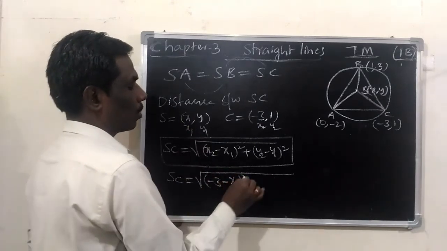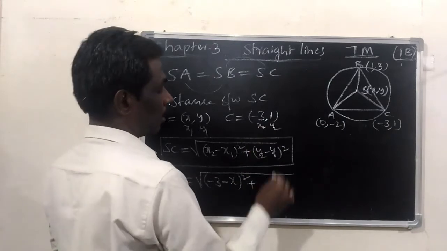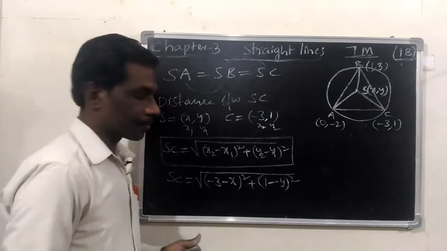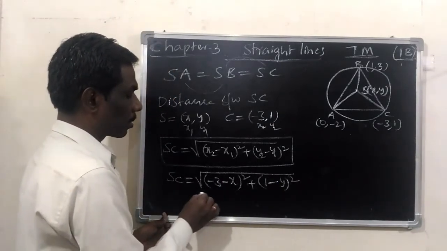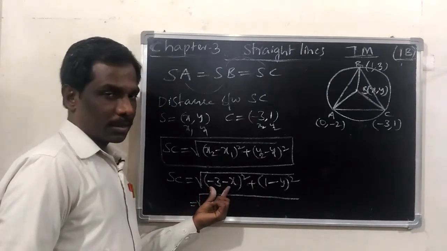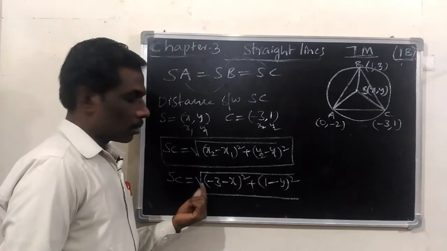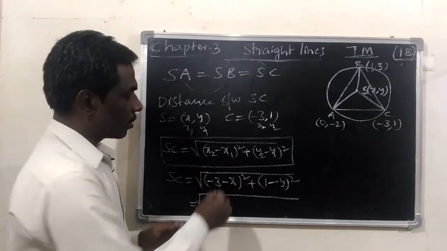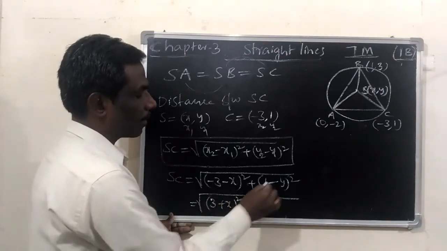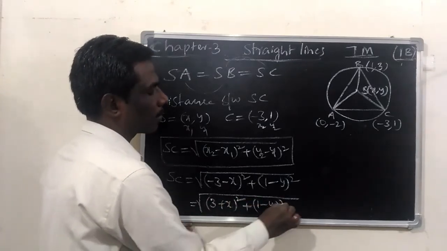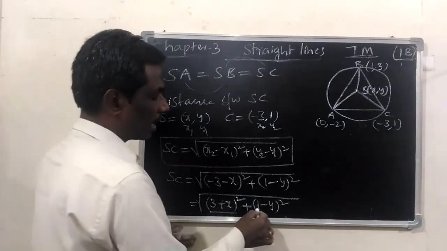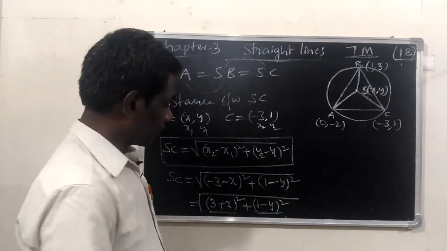x whole square, plus y2 is 1, minus y1 is y whole square, equal to under root of, here also these two values have a minus symbol, so take minus common. Then minus square is what? Plus. So what will be left? 3 plus x whole square plus 1 minus y whole square. Now expand this term: it is in a plus b whole square, and this is in a minus b whole square.